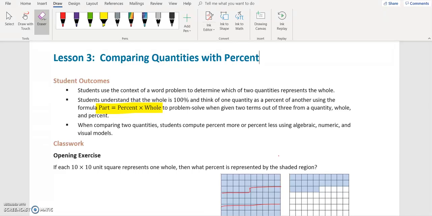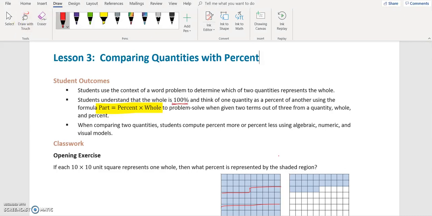Hi, this is Ms. Pellegrin, and today we're going to be working on Module 4, Lesson 3, Comparing Quantities with Percent. Our student outcomes for today: students use context of a word problem to determine which of the two quantities represents the whole. Students understand that the whole is 100%.